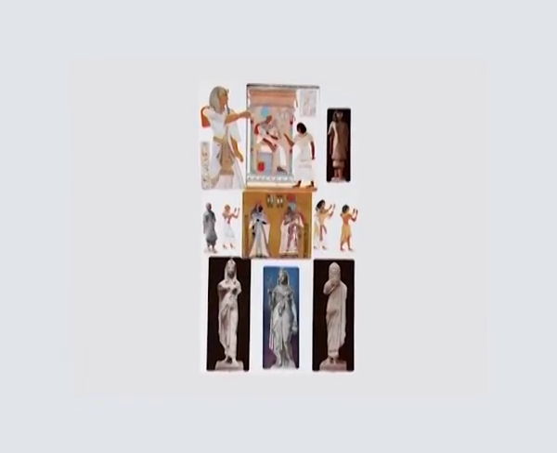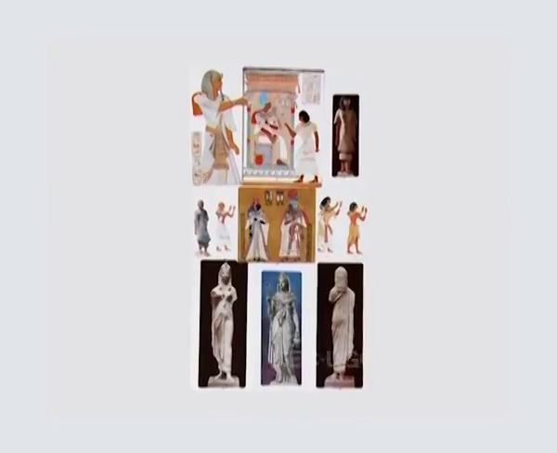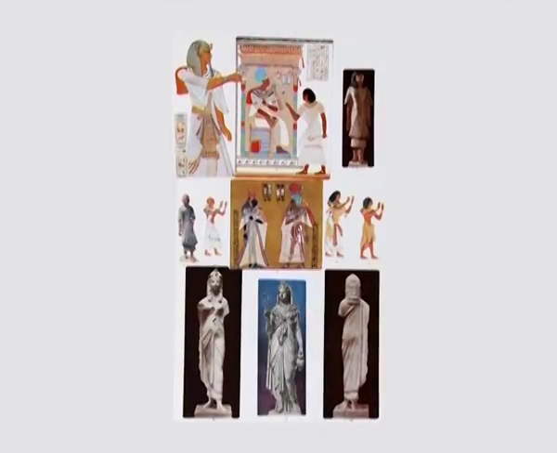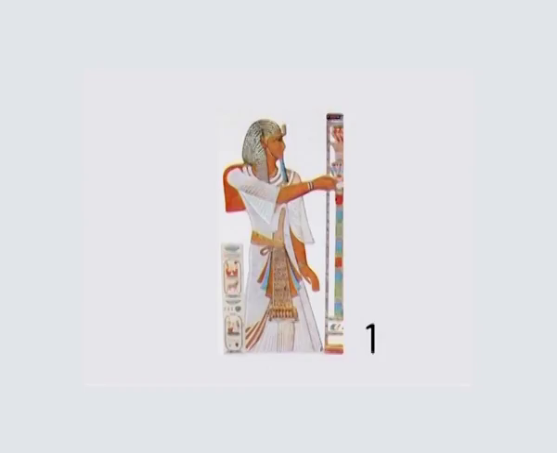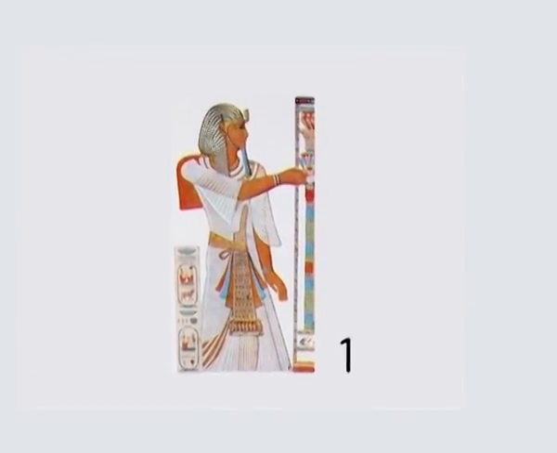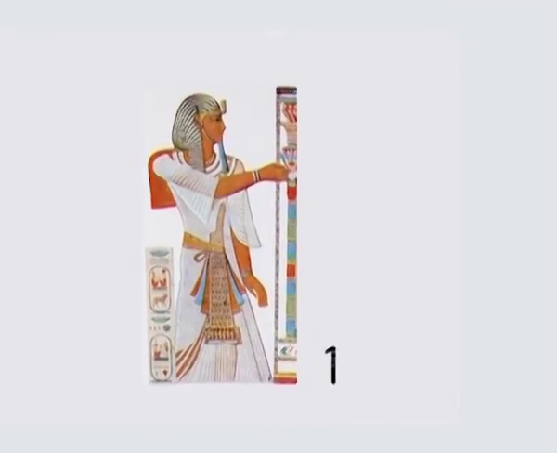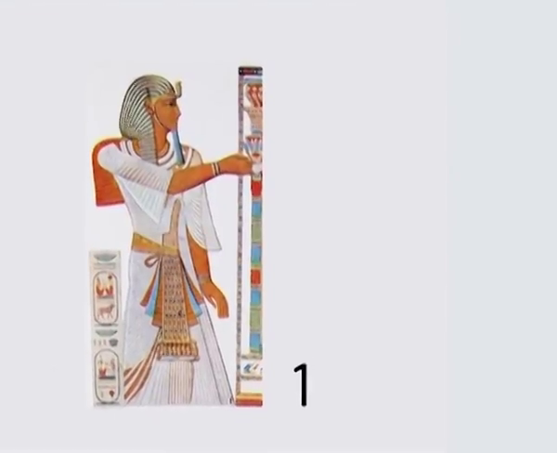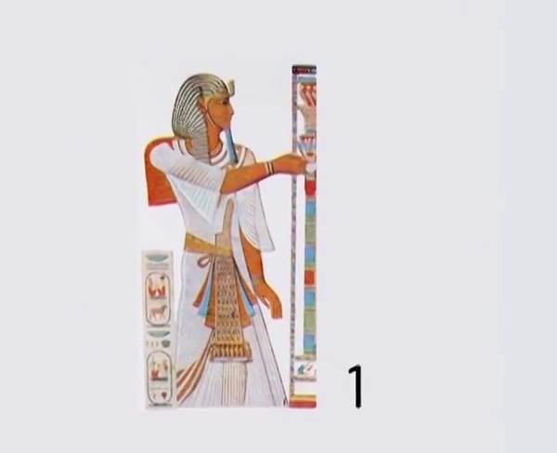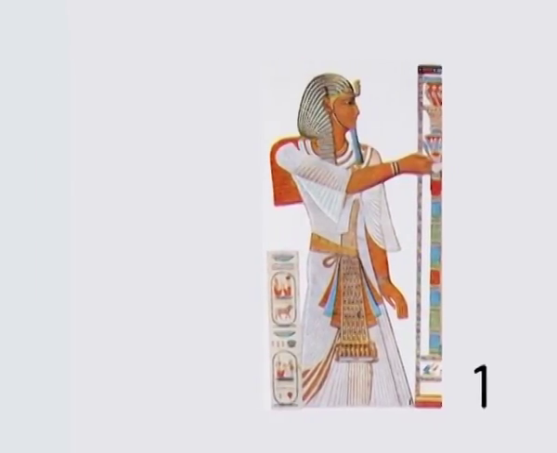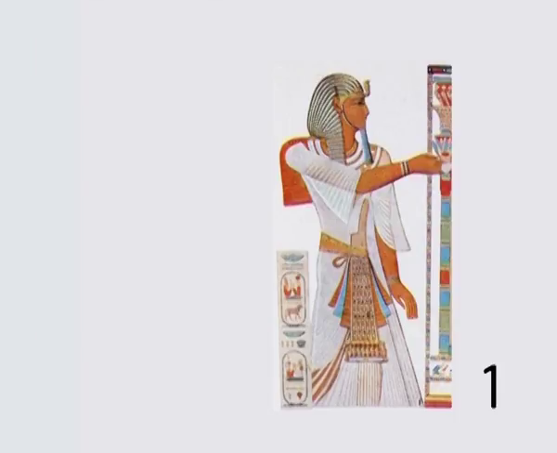Now we see a picture of the costumes of ancient Egypt of the New Kingdom. Picture number 1, the pharaoh wears the loincloth of the kings. Over that, he wears a light linen mantle that is fastened on the chest by a knot and a wide necklace. His headgear is the blue and gold striped royal hood.